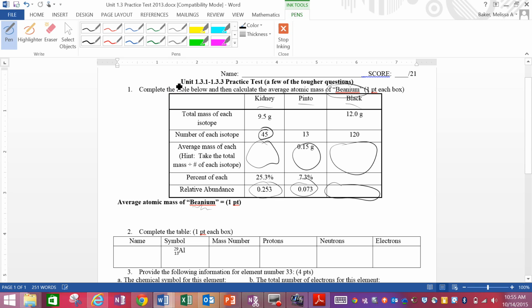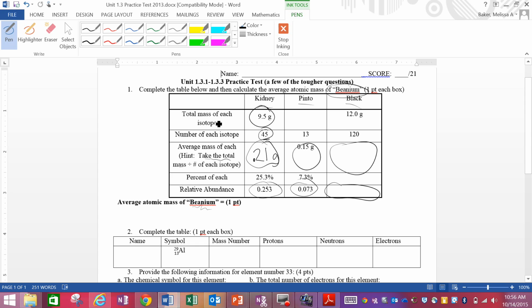So they've got 45 kidney beans that all together weigh 9.5 grams. How do you figure out how much each kidney bean weighs? It even tells you here, take the total mass divided by the number of each isotope. So we do 9.5 divided by 45. That means each kidney bean weighs 0.21 grams.